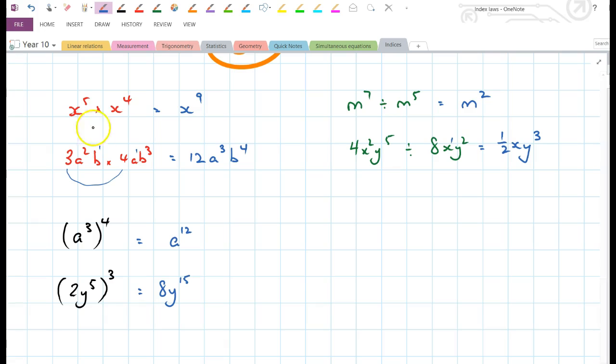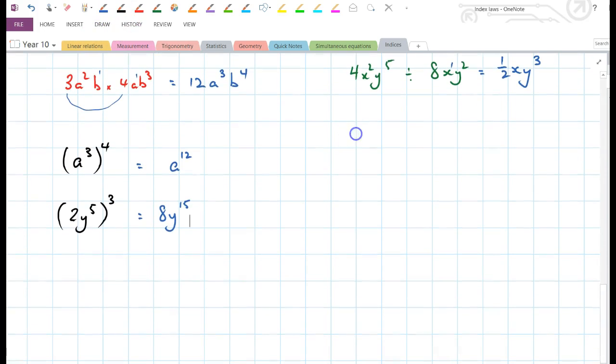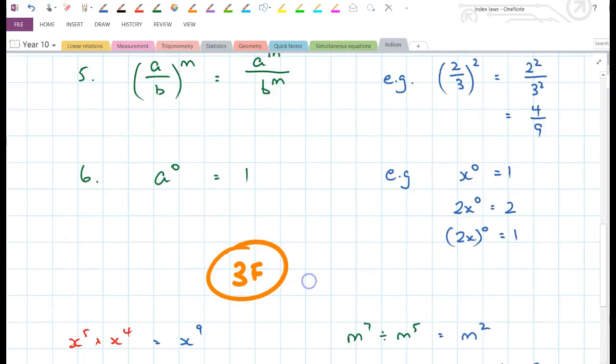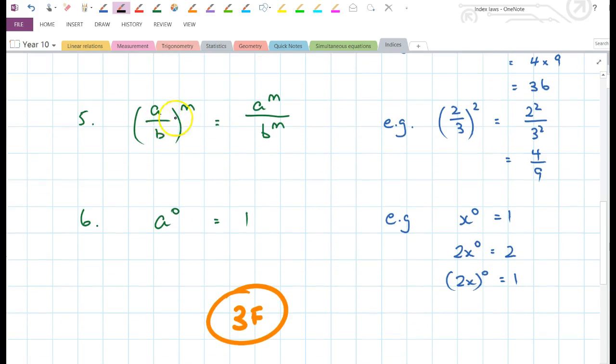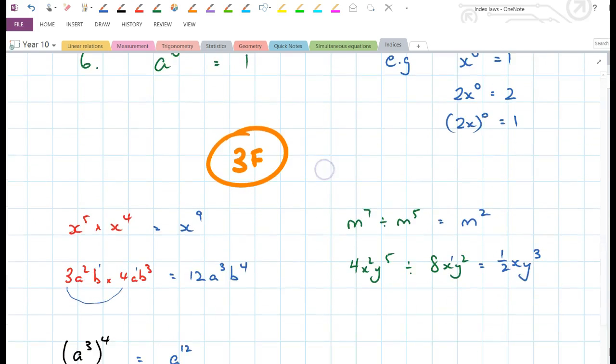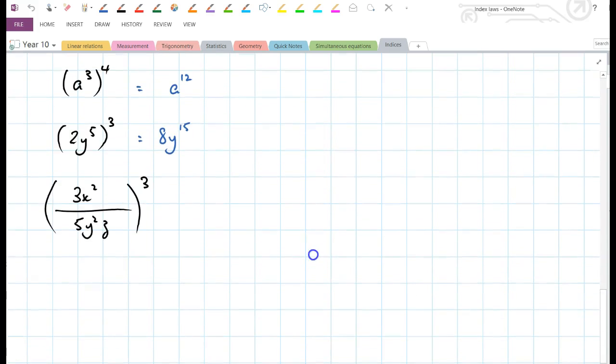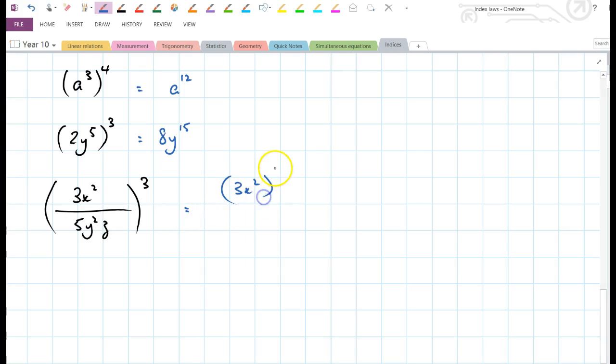Another example here, a slightly more complex one: 3x squared over 5y squared z, all raised to the power of 3. Okay, so a good idea here is to do that split. We use that index law where we split the fraction up to top and bottom, and we raise both to the power of m. So in this case we're going to take 3x squared and raise it to the power of 3, and if we do them individually it's a lot easier.